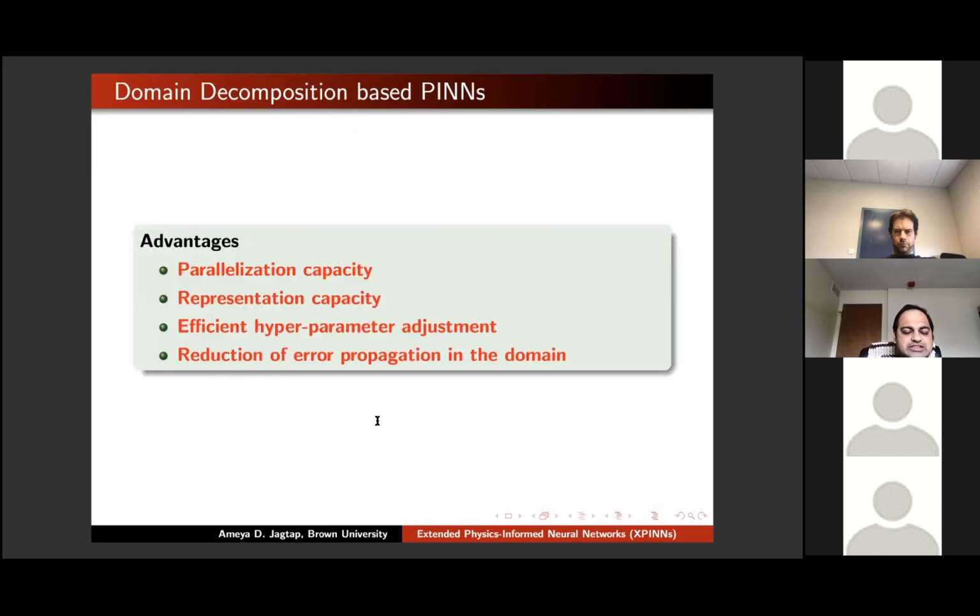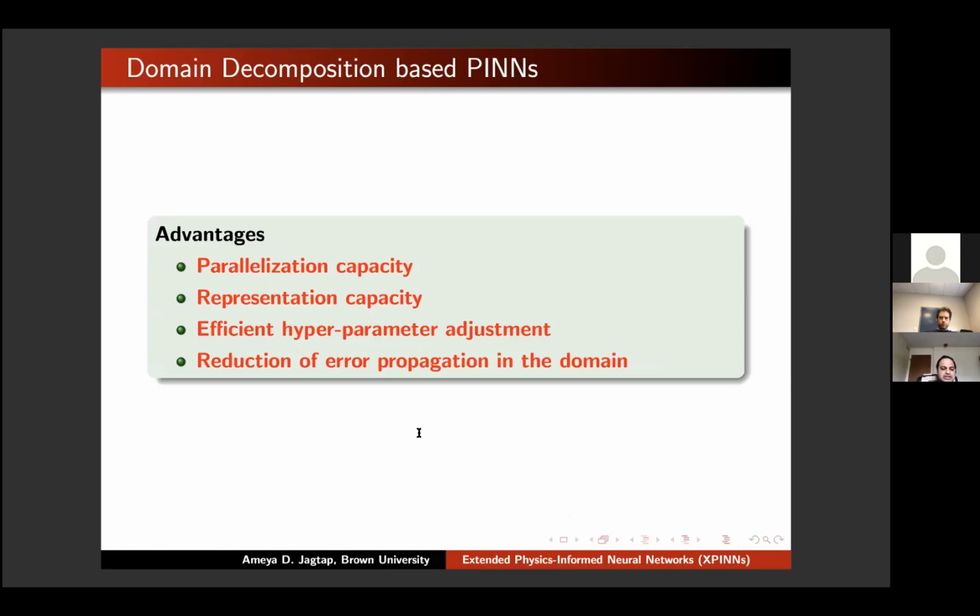What are the advantages here? The main advantage of domain decomposition based PINNs is the parallelization capacity. We can easily parallelize all the subdomains because we have an individual network there, and they have their own parameters. So there is not much communication except along the interface where we are imposing the interface conditions.